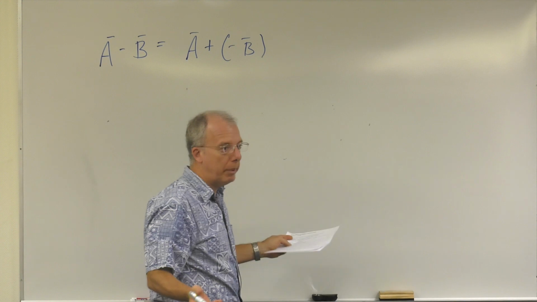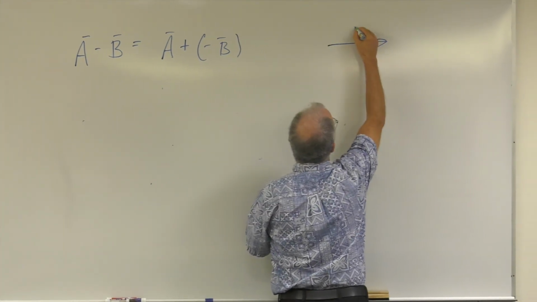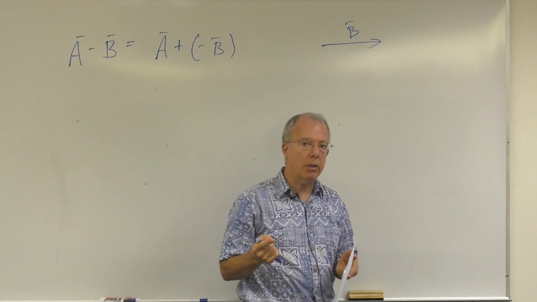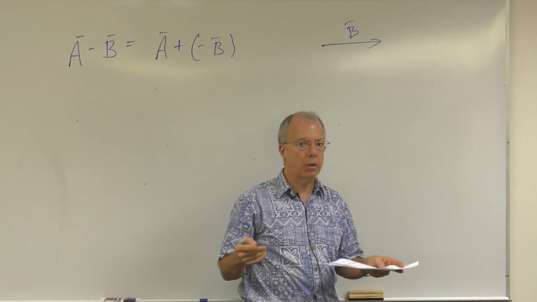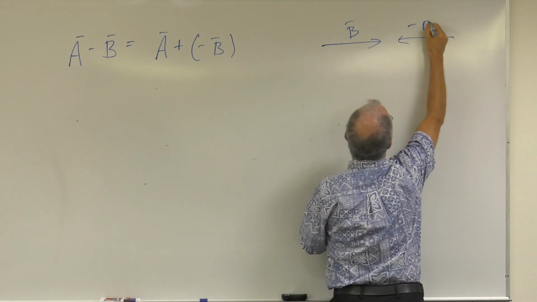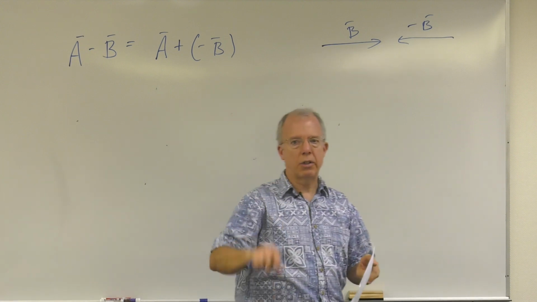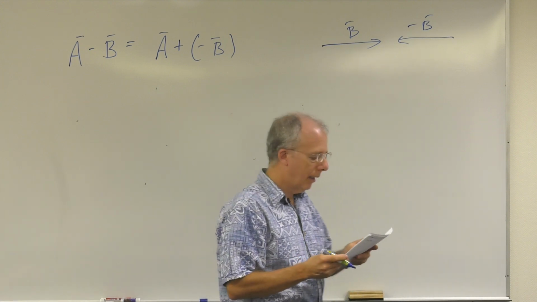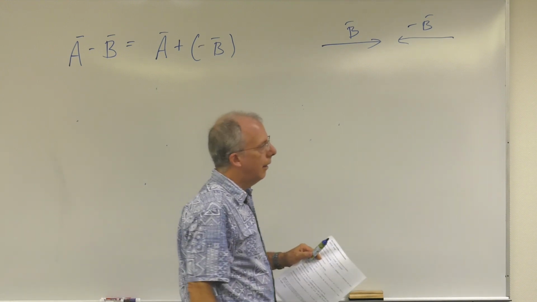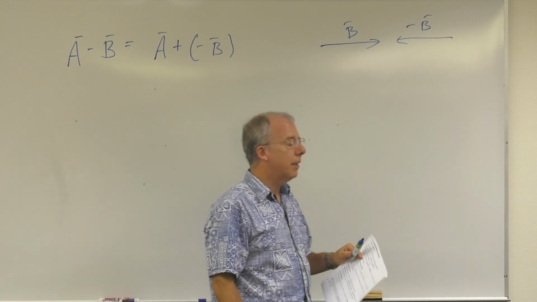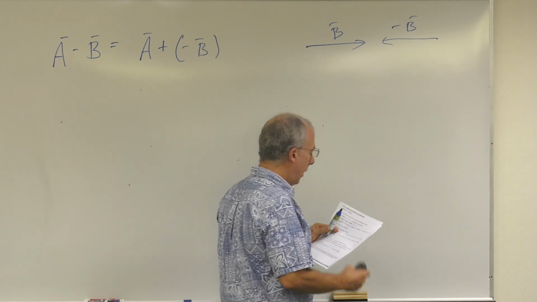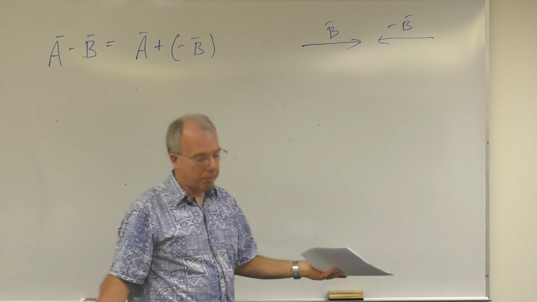Now, what's a negative B? Well, if that's B, what do you suppose negative B is? Well, remember, vectors have magnitude and direction. The magnitude is not going to change, so the direction changes. So if that's B, then that is negative B. So all you do is just switch the direction. That's all it is. So A minus B is A plus a negative B. All right, we gotta practice this.